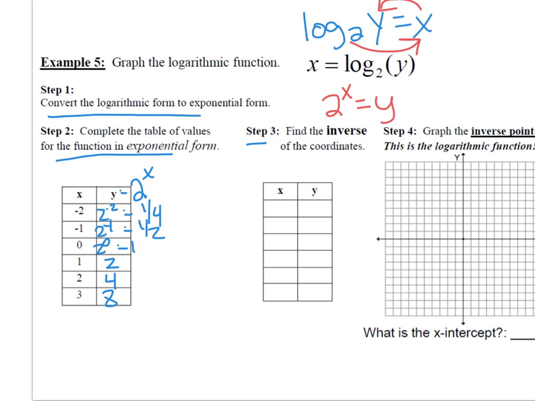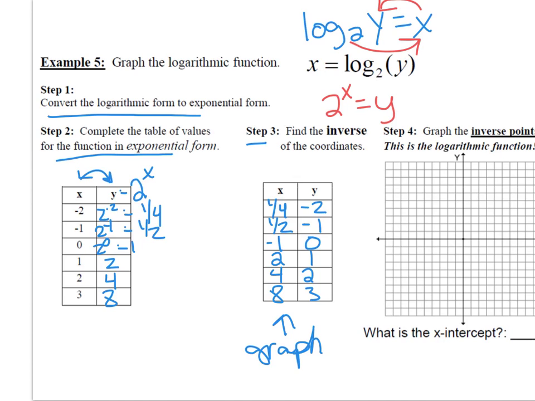Now it says step 3, find the inverse of the coordinates. So remember that means switch your x and y. So over here, I'm going to take my first y and write it as an x. So I'm going to switch all my columns here. That was supposed to be -1. So all I'm doing here is switching the x and y. So this becomes 2, 1, 4, 2, and 8, 3. And then this is what I'm going to graph.